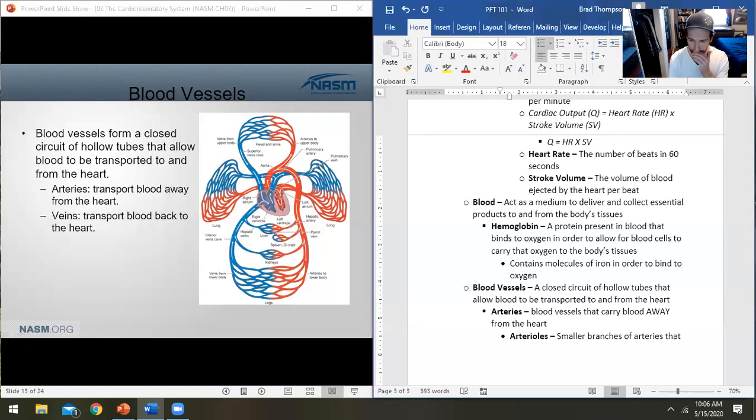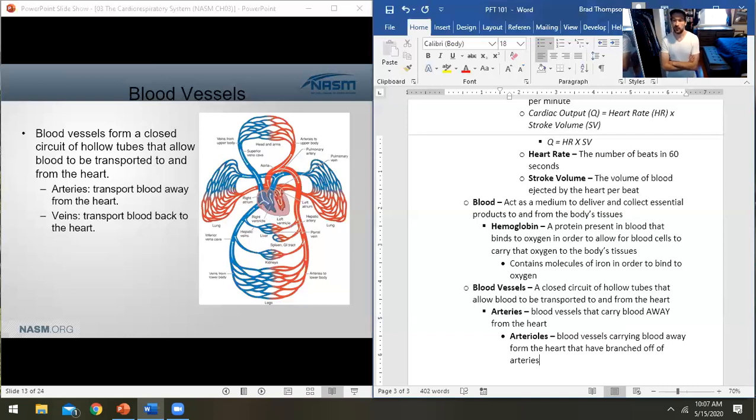I don't like how I wrote that. Branches off of arteries. I don't know how I want to say this. Come on, brain, use some English. Arterioles are blood vessels carrying blood away from the heart that have branched off of arteries. There we go. That's a little bit better.